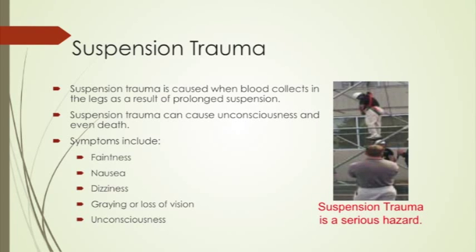Although a harness was used and operated as intended, there is still a danger that requires immediate action. Suspension trauma is caused when blood collects in the legs as a result of prolonged suspension. Suspension trauma can cause unconsciousness and even death. Symptoms include faintness, nausea, dizziness, graying or loss of vision, and unconsciousness. If you are experiencing these symptoms after being suspended, please seek professional attention.